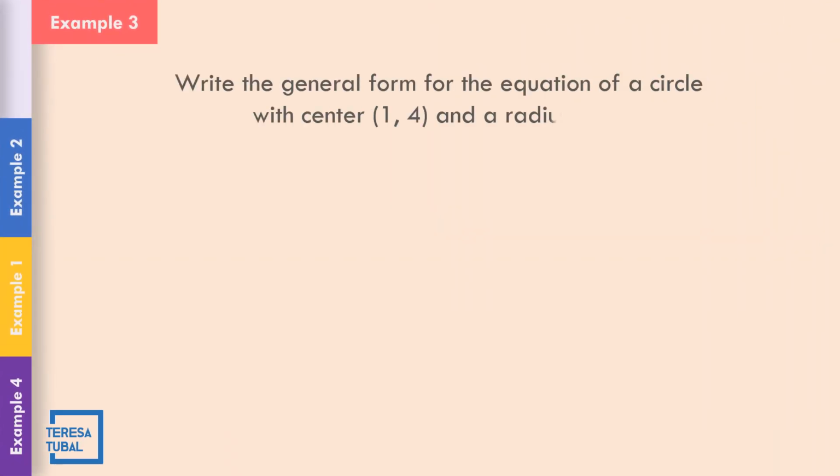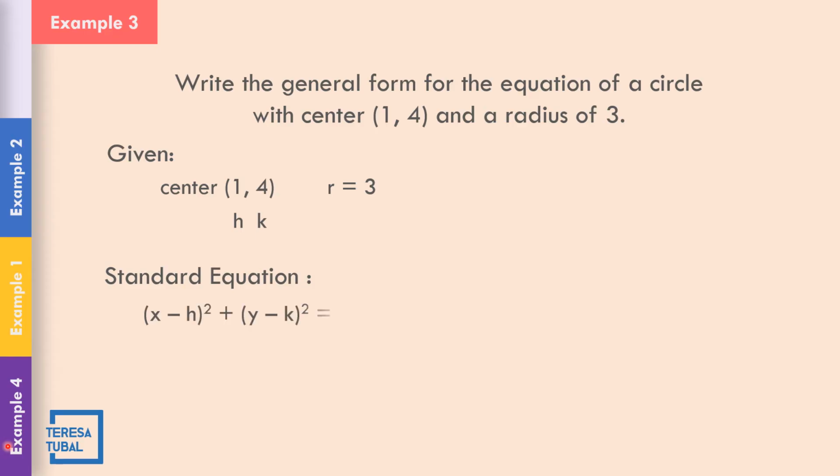How about in example number 3? Write the general form of the equation of the circle with center 1, 4 and the radius of 3. If the center is 1, 4, it means 1 is h and then k is equal to 4. And then the radius is equal to positive 3. As you can see, the center is not on the origin. It means it is case 2.